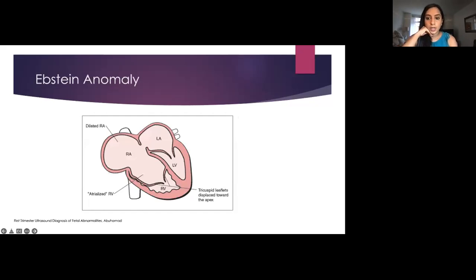Next, I wanted to talk about Epstein anomaly, and this is when you have the septal and posterior leaflets of the tricuspid valve that are displaced inferiorly from the valve annulus towards the apex of the heart.